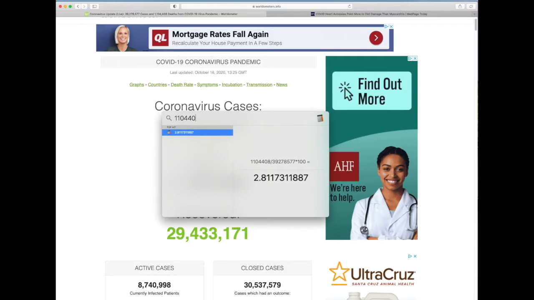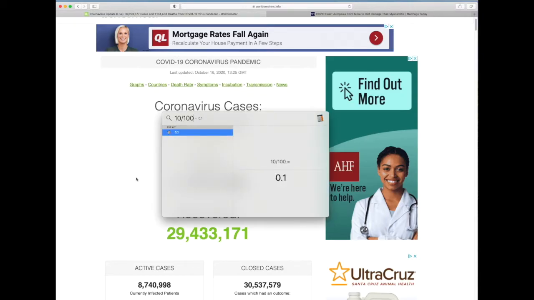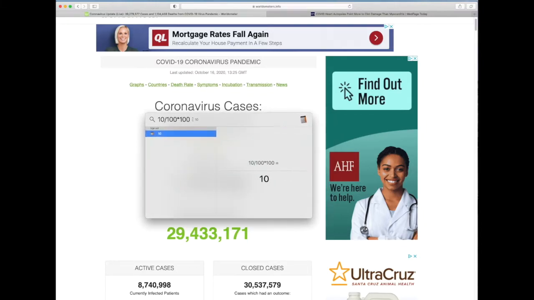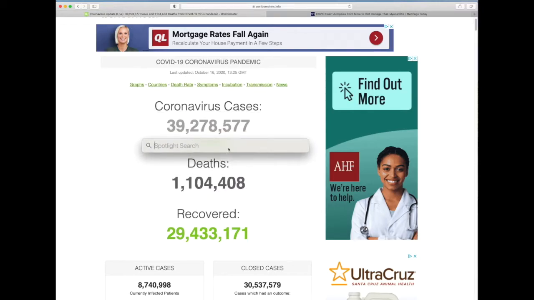So is it 0.028 or is it 2.8? Let's see. We know that 10 is 10% of 100, right? We know that, right? So look what happens when I divide 10 by 100. I get 0.1. So if I multiply that times 100, I get 10. So the correct answer for those of you who are here is 2.8%.